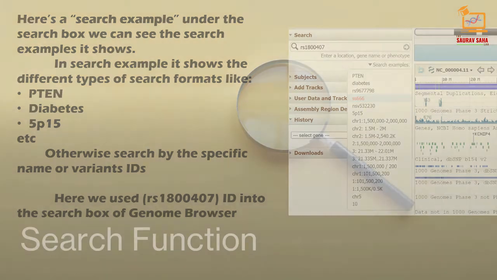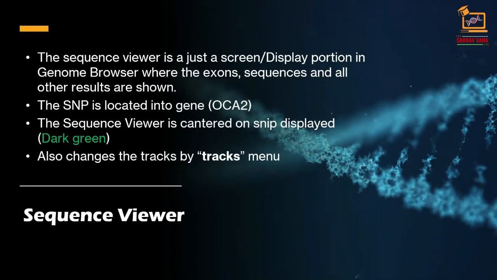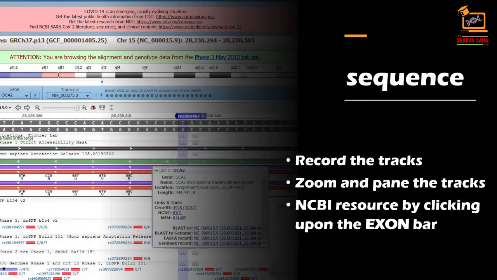Now let's talk about the sequence viewer. The sequence viewer is just a screen or display portion in a genome browser where the exon sequences and all the other results are shown. The SNP is located in the gene OCA2. The sequence viewer is centered on the SNP, displayed as dark green. We can also change the tracks menu, record the tracks, zoom and pan the tracks, and open NCBI resources by clicking upon the exon bar.